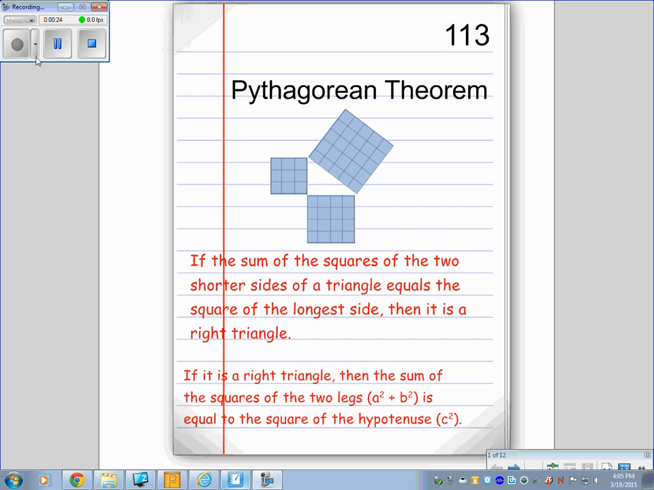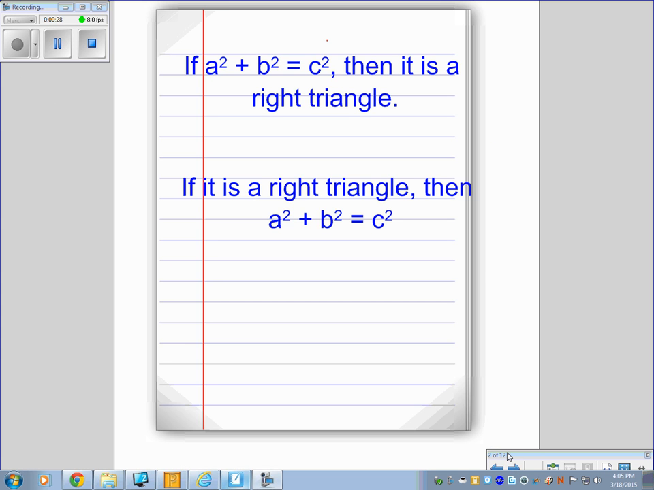You should also have in your notebook the alternate way to say this, which is if a squared plus b squared equals c squared, then it is a right triangle. And if they tell you it's a right triangle, if they show you a picture with that little box in it, or if they give you a problem where you can infer that it's a right triangle, then you know that a squared plus b squared equals c squared.